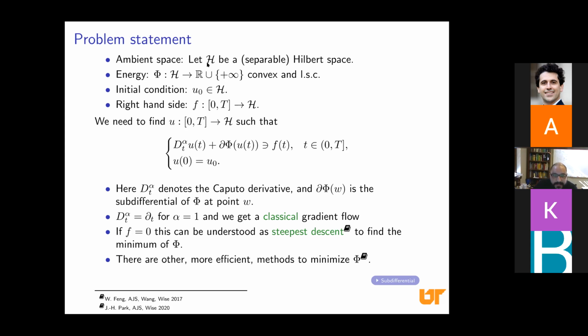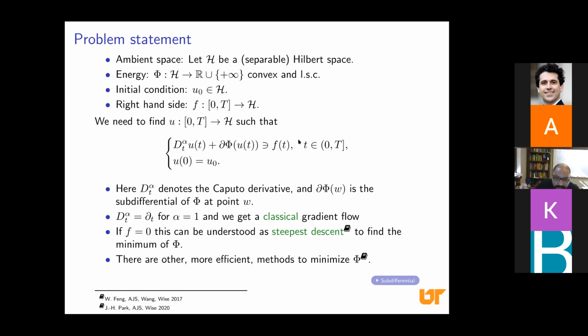On this space, I have a convex and lower semi-continuous energy. I have an initial condition, some forcing term, and I want to look at a differential inclusion of this form. So the Caputo derivative, which I have yet to define, of my function u, plus the subdifferential of my energy contains the f, and some initial conditions. Here I have the Caputo derivative of order alpha, and so if alpha is equal to 1, this should reduce, and does reduce, to the classical derivative, and this is a classical gradient flow problem.